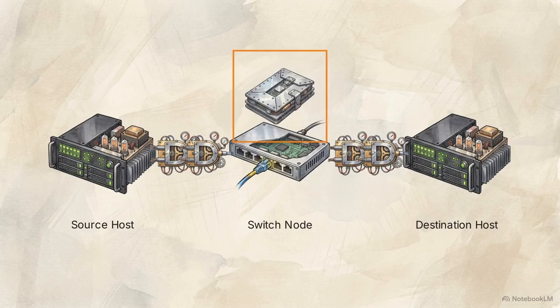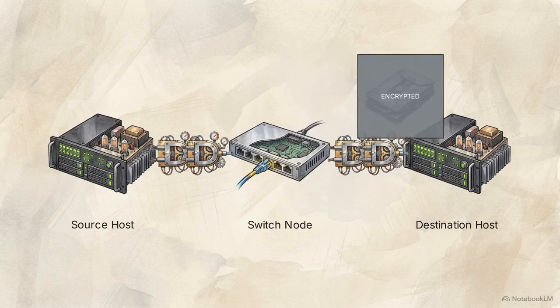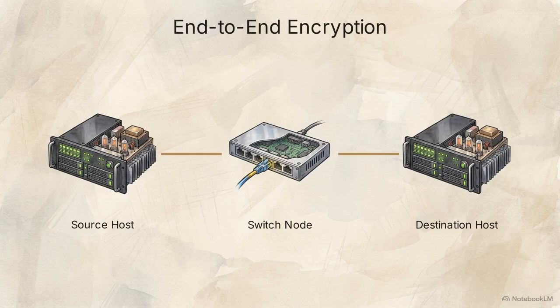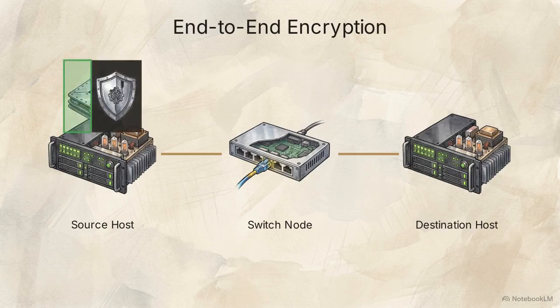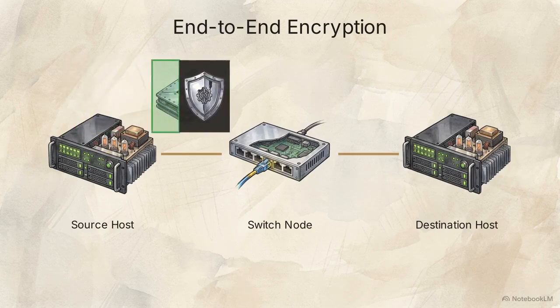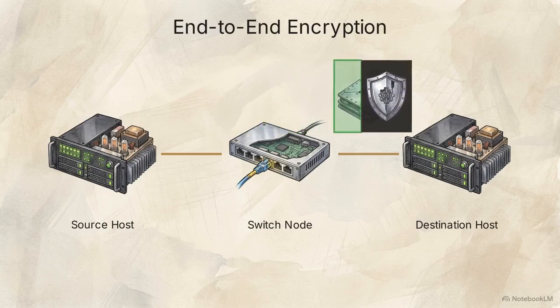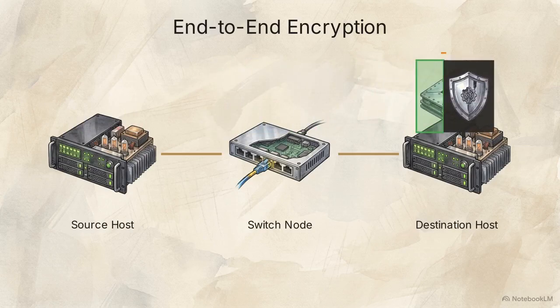The structural flaw in link encryption occurs inside the switch nodes. The packet must be decrypted back into cleartext so the hardware can read the routing header and send it to the next destination. The alternative is end-to-end encryption. The payload is encrypted at the source host and remains scrambled ciphertext for the entire journey, passing straight through the switches until it reaches the destination host.